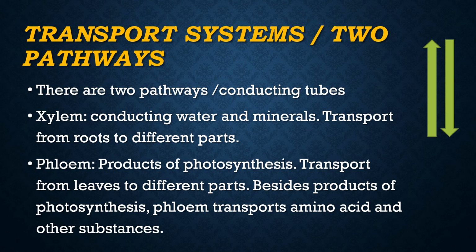And the phloem, the food is synthesized by the leaves, and from the leaves it is distributed or transported to different parts. Not only products of photosynthesis, but phloem also transports amino acids and some other substances. So this way the movement of materials in xylem is unidirectional from roots to all parts, means that is upward. And when we talk of phloem, it is bidirectional, means from leaves to downward as well as upward.